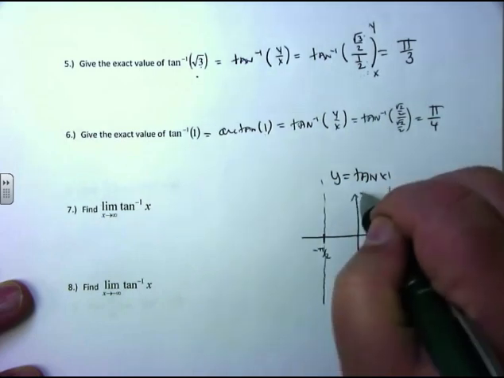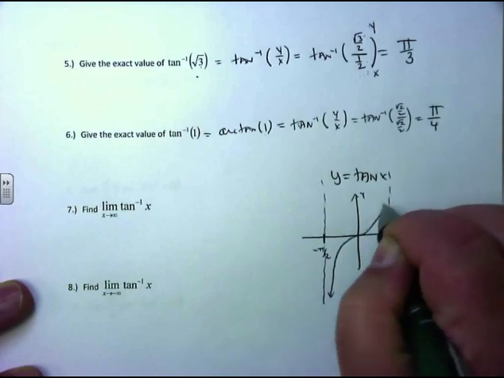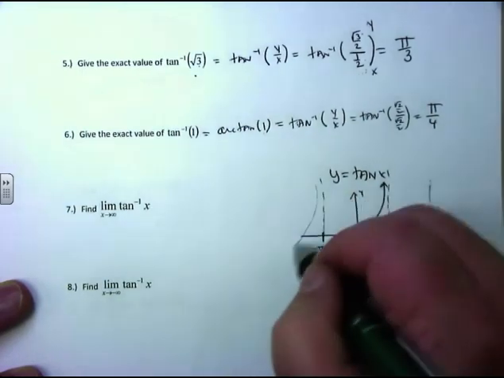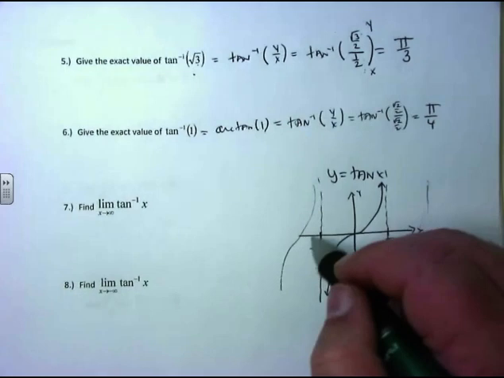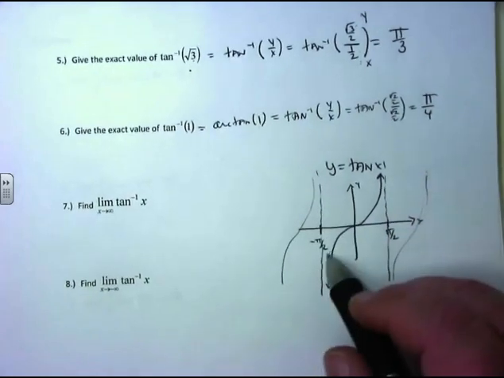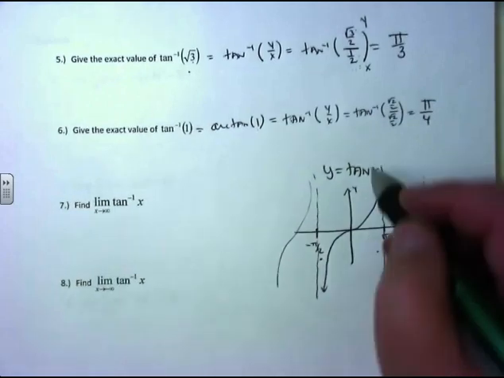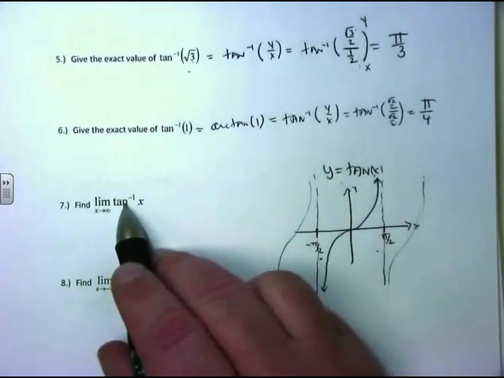And this is my y-axis, my x-axis, and remember your tangent graph looked like this, and then it continued to repeat. Okay? So this was your tangent graph. And you'll notice that when we talk about one complete period, it's between negative pi halves and positive pi halves. This is actually the original graph of the tangent, and my question's about the tangent inverse.